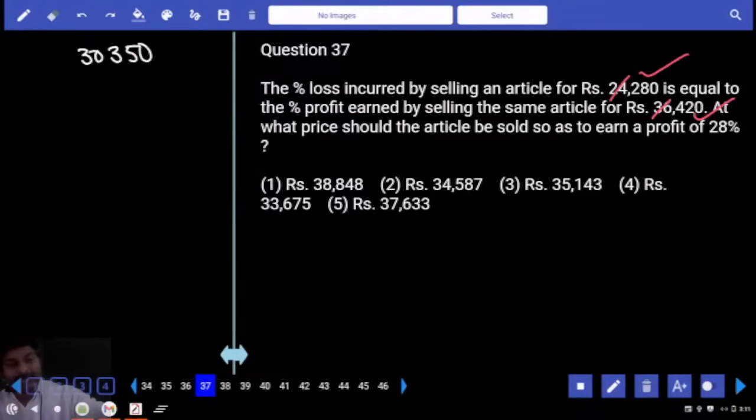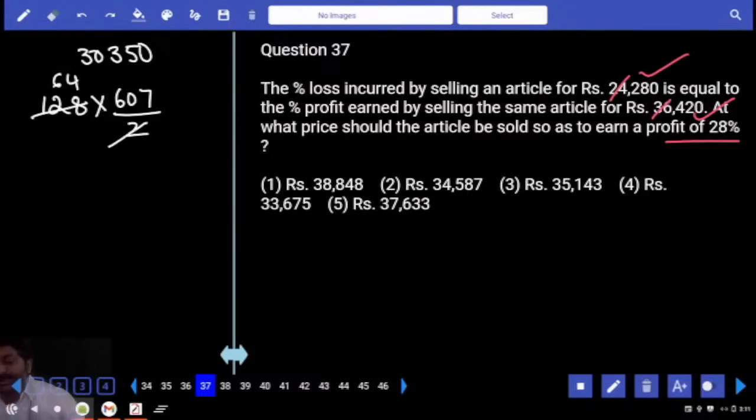Then cost price is 30,350. At what price should the article be sold so as to earn a profit of 28%? If you are expecting 28% profit, you have to sell it at 128%. Yes or no? 128%. It will become big, I guess. Okay, no problem. 128 into 1% value. What is 1%? 303.5. Can I write it as 607 by 2? 2 how many times? Ends with how many? Over.